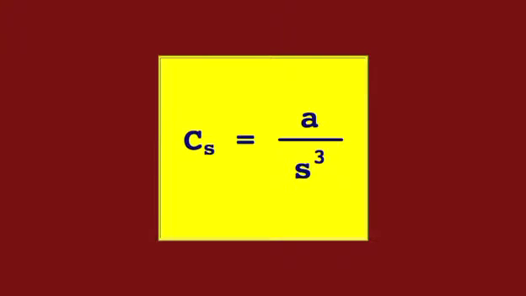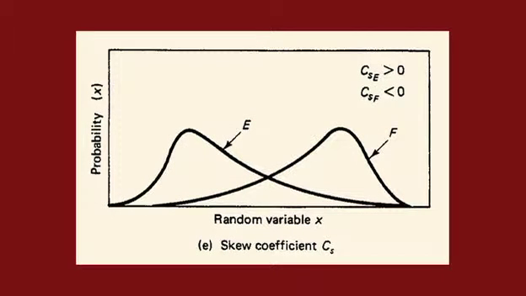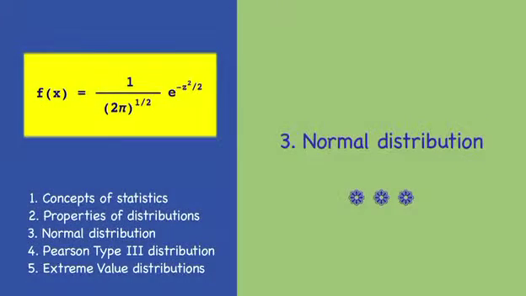For symmetrical distributions, the skewness is 0 and the skew coefficient C_s is 0. For right skewness, with distribution with long tail to the right, C_s is greater than 0. For left skewness, with distribution with long tail to the left, C_s is less than 0.